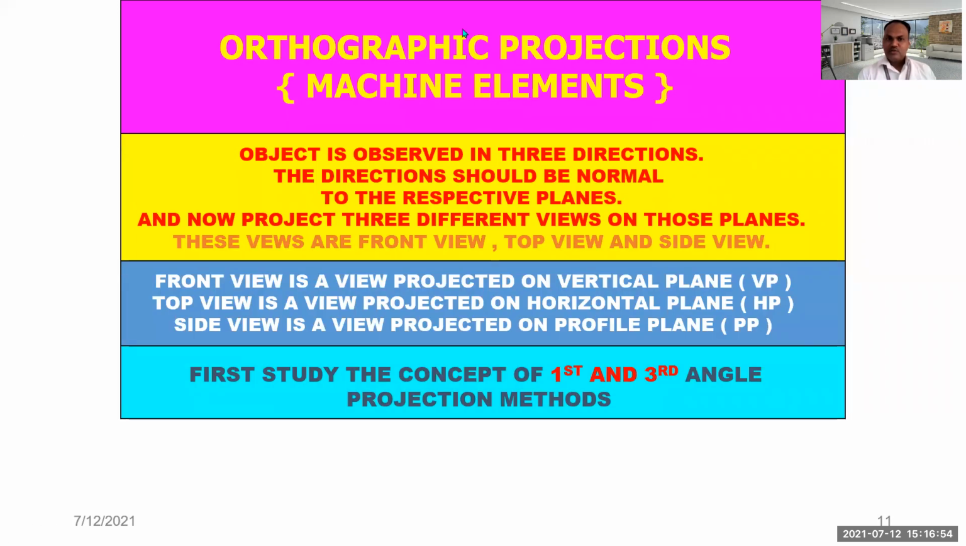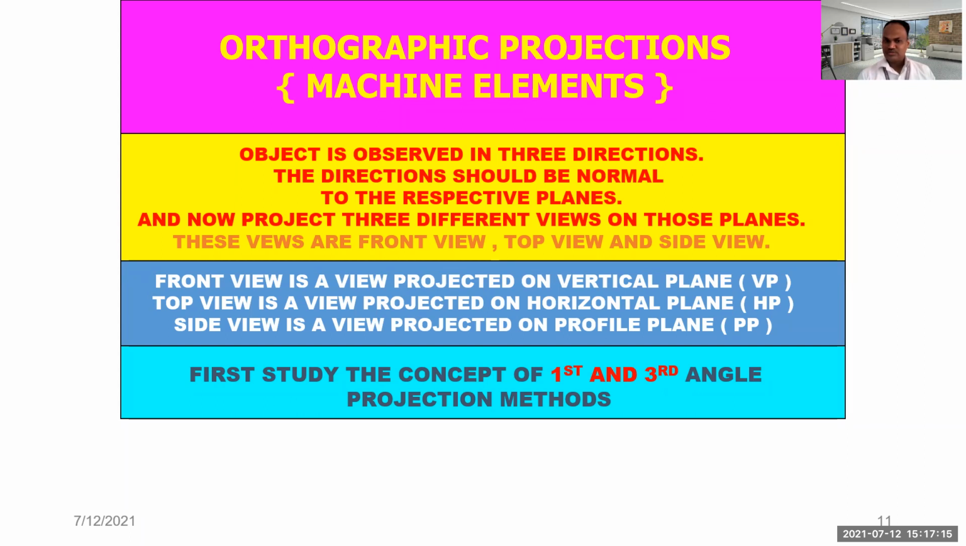Now, orthographic projections of machine elements. We have to see the object in three directions. The direction should be normal, meaning perpendicular to the respective plane. And now project three different views on those planes. These views are the front view, top view, and side view.